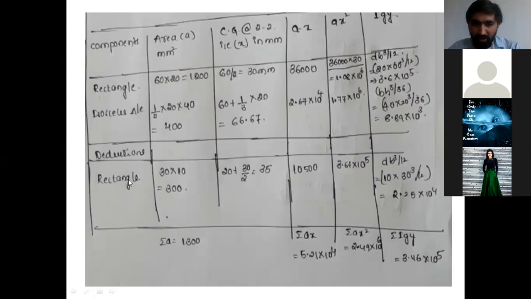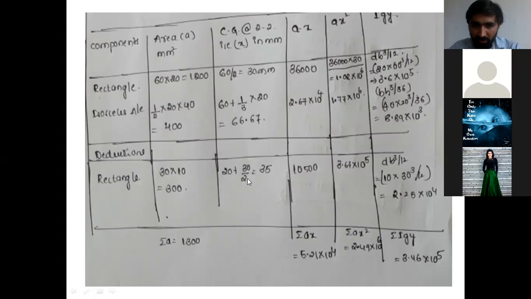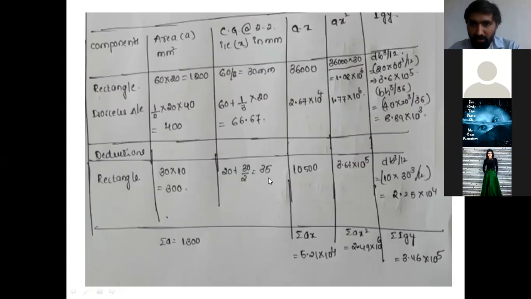And the next one, the rectangle with reference to the 2-2 axis. So what is this distance? The base of this rectangle from the 2-2 axis will be 20, plus 30 divided by 2. So that will be 20 plus 15, so that will be 35 millimeter you will get. With reference to this axis, whatever distance you are getting, that will be 35 millimeter.